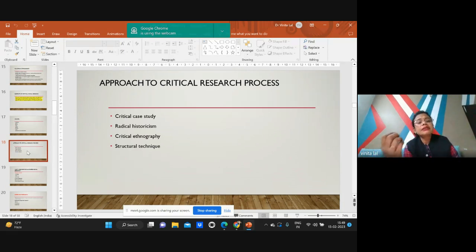Another one is critical ethnography. It is a qualitative approach and method that endeavors to explore and understand dominant discourses seen as being the right way to think, see, talk about or enact a particular action situation in society, and recommends ways to redress social power. The last one is the structural technique.